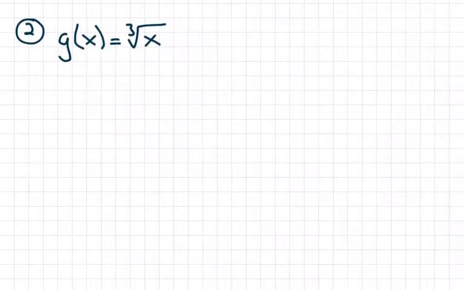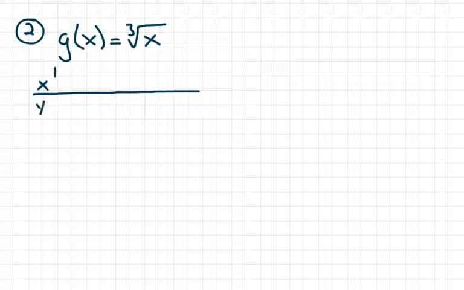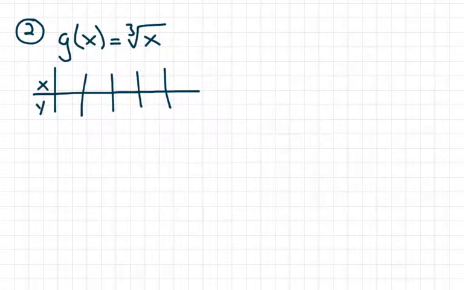So we've got the cube root of x. G of x is equal to the cube root of x. And once again, we're going to make an xy table. I'm going to make 5 spaces this time. x, y, 1, 2, 3, 4, and 5. Now, can we put negative numbers underneath an odd radical? The answer to that is yes.